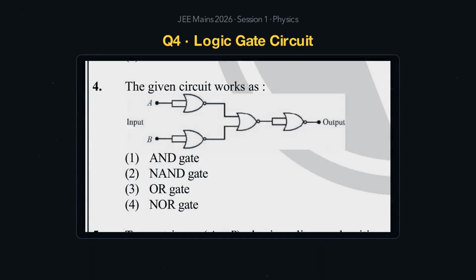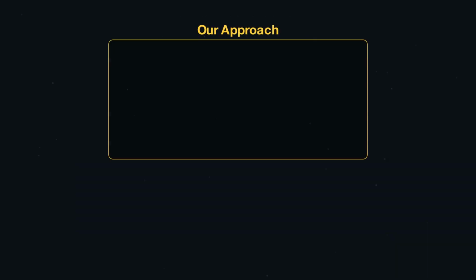This circuit has 4 logic gates, and we need to figure out what single gate the entire circuit behaves as. Let's trace through it step by step.